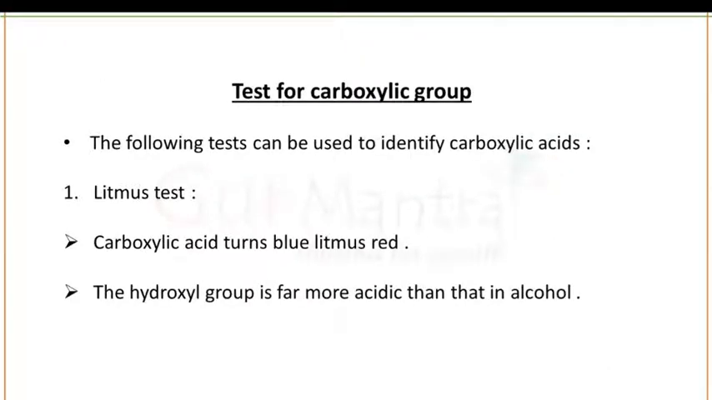Next is the test for carboxylic group. Number 1 test is the litmus test. On reacting with litmus paper, carboxylic acid turns blue litmus red. Second, the hydroxyl group is far more acidic than that in alcohol. The hydroxyl group present in carboxylic acid is more acidic than that present in the alcoholic group.